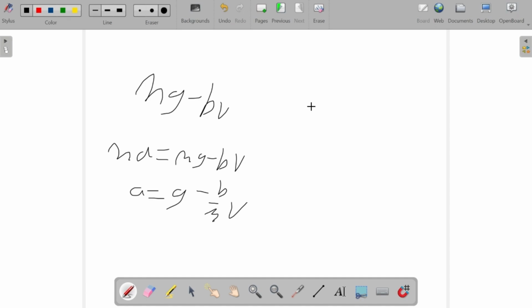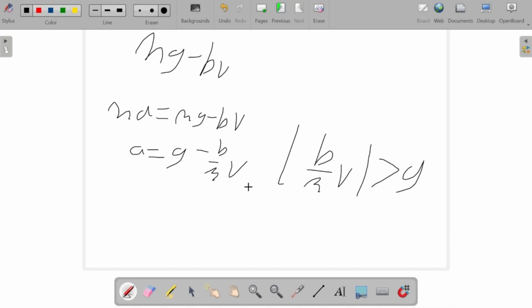And you might wonder, what if I throw it so that it's above its terminal velocity? Well, that means the b over m times v magnitude is going to be greater than g, meaning it's going to decelerate until they're equal again.